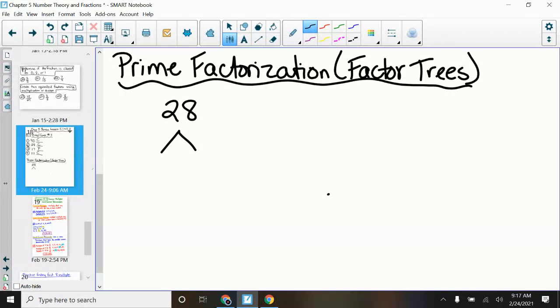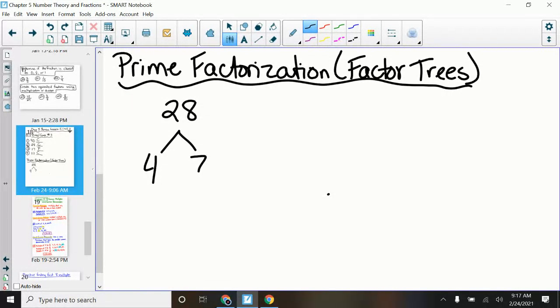I need to hear something. Well, I'll give you one number. 4. 4 times what's going to give you 28? Not 8, but you're close. 7. 4 and 7 give me 28. I'm not leaving you. You have to finish this tree. So 4 times 7 is what's going to give me 28.